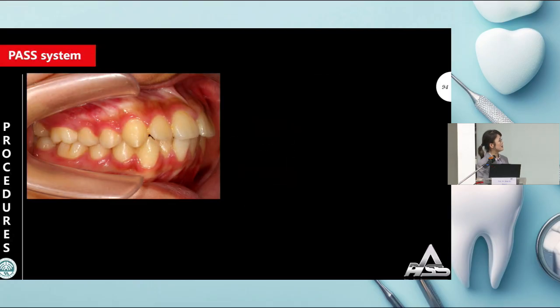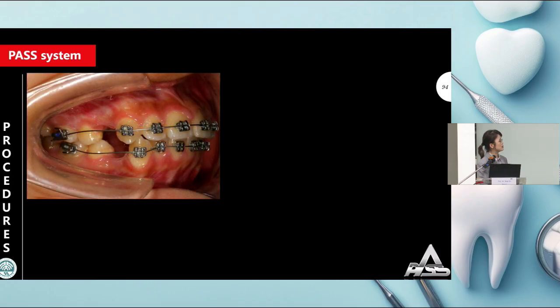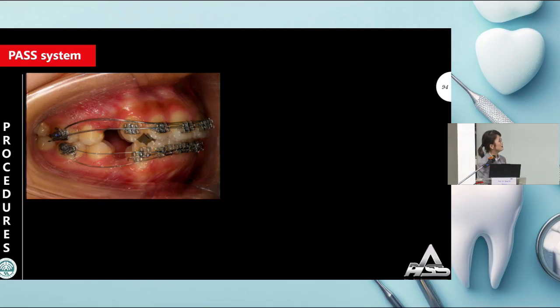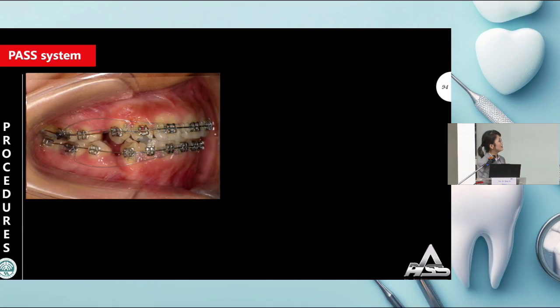We can see in the mouth. First, we band 6 and 3-3 and use a thin nitinol wire. For the patient where we want to enhance the anchorage, we use a piggyback arch. Then we bond 5 and 7.